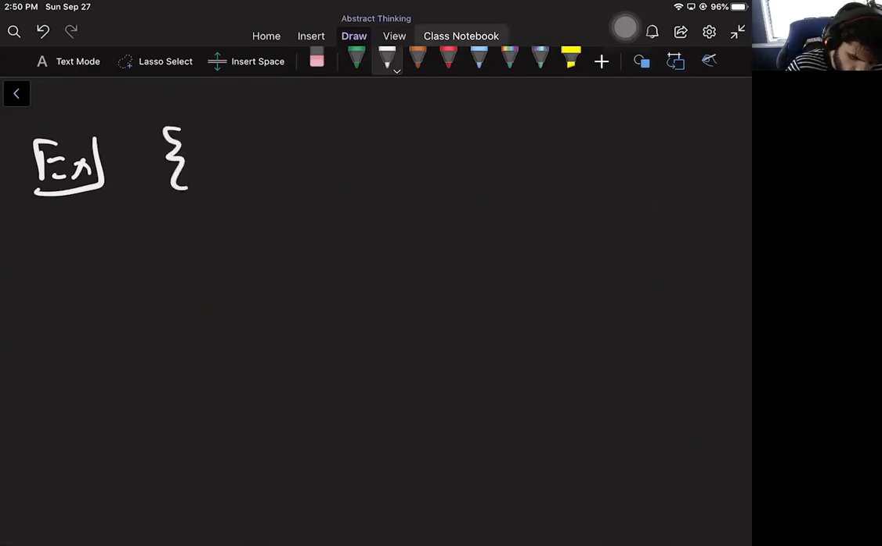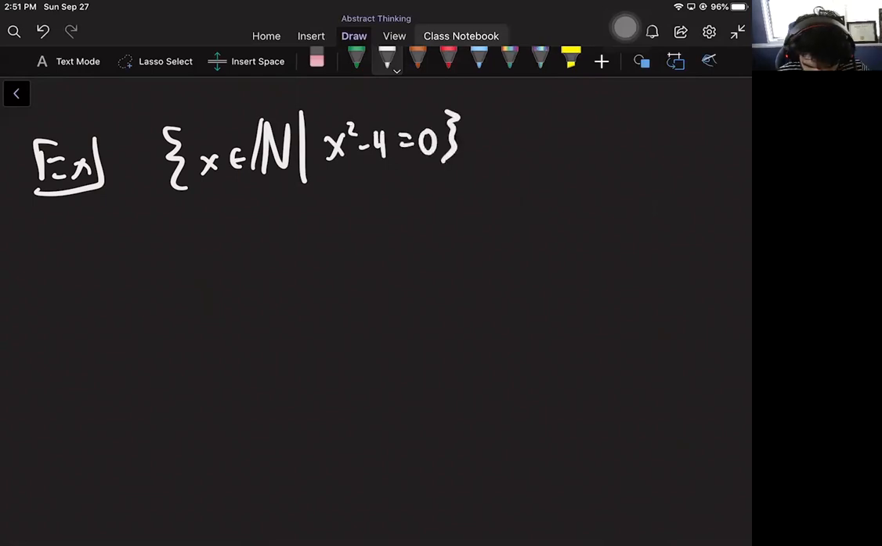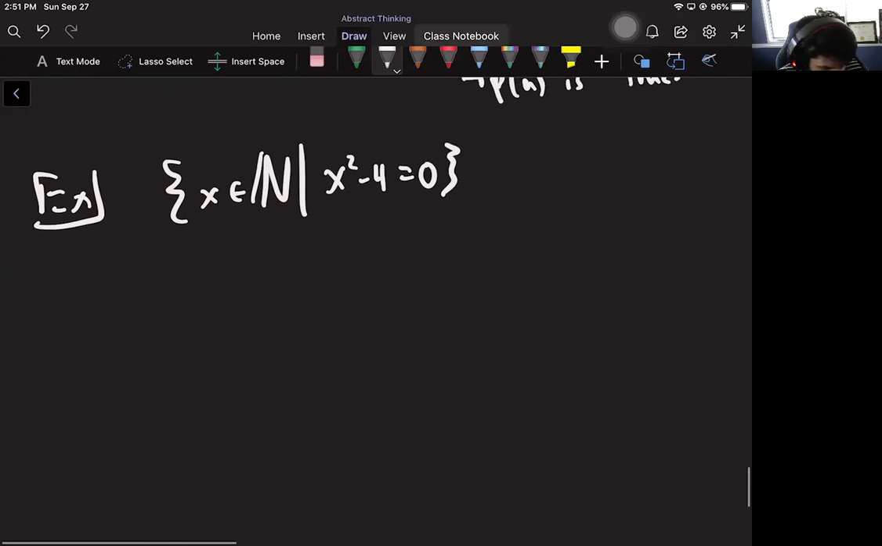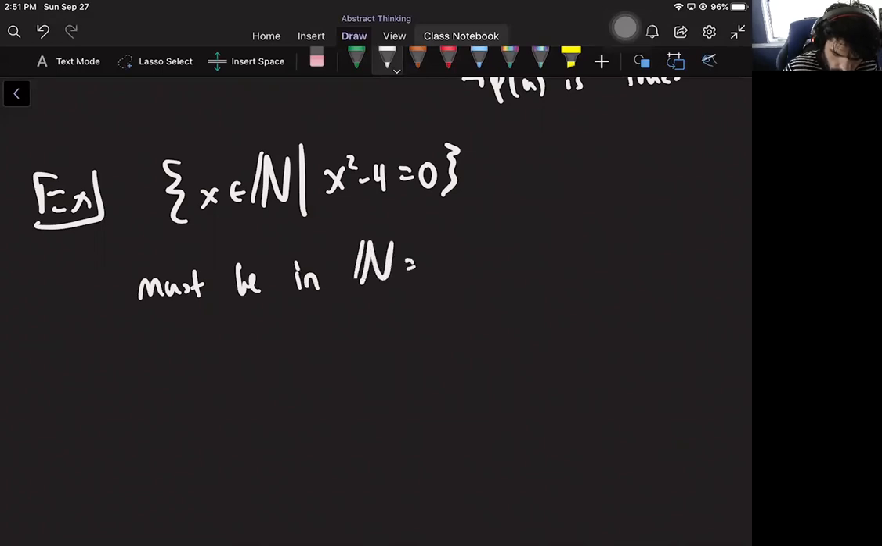Okay, so here's another set I could describe with set builder notation. So I could say x is a natural number such that x squared minus 4 equals 0. So what's this set? Well, the things in here have to be natural numbers, so they must be in this set, which starts at 0 and just goes up forever. And they must make this thing be a true statement.